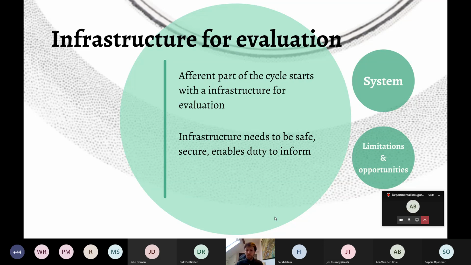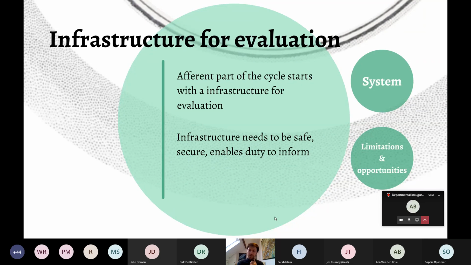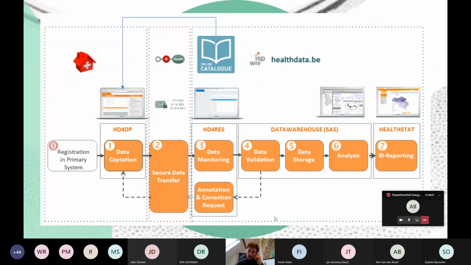has included as requirements, but also, and I think that's a very important one, this type of infrastructure needs to enable the duty to inform patients that their data is being used in evaluations within the learning health system. The system that we were involved in developing and implementing is currently being used by Sciensano, and many of you have probably seen many applications of this within the current COVID-19 statistics. These are all statistics that are collected using this infrastructure.